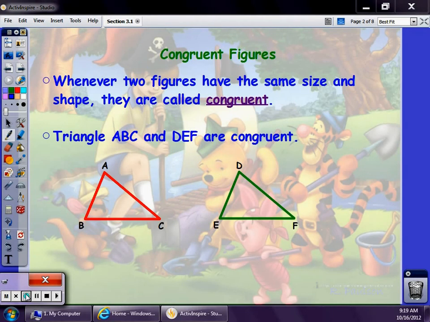Whenever two figures have the same size and shape, they are called congruent. You are already familiar with congruent segments, segments that have equal lengths, and congruent angles, angles that have equal measures. In this chapter, you will learn about congruent triangles.